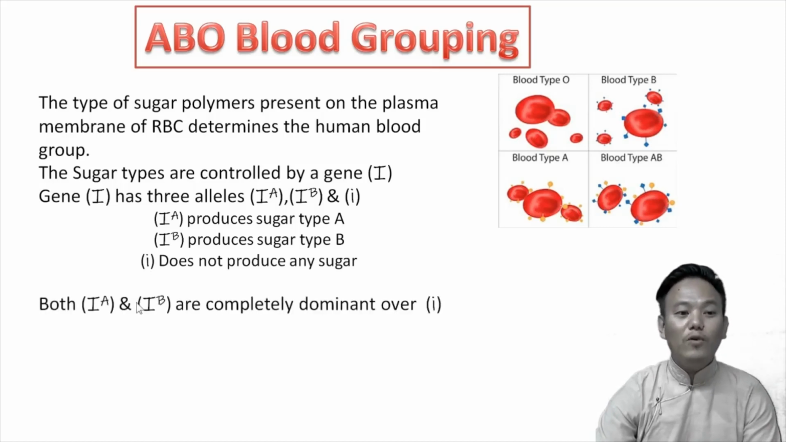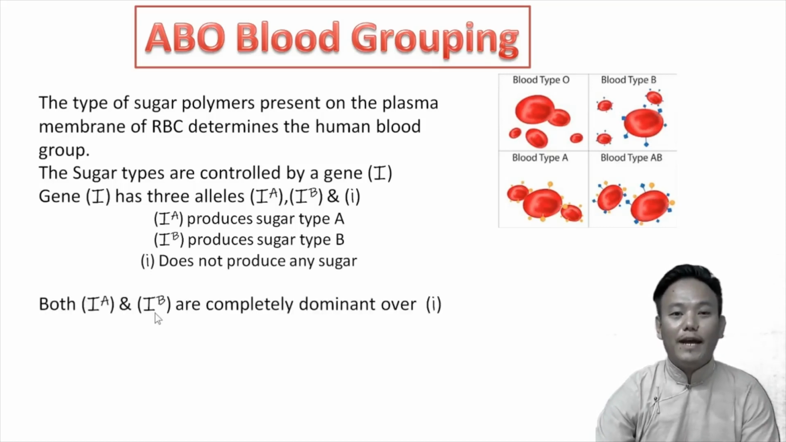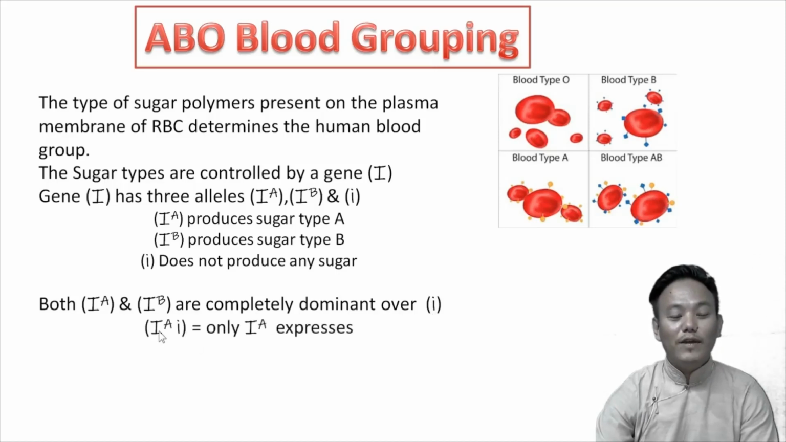The thing to remember over here is that IA and IB are completely dominant over the small i. So what does it mean? When a person has this particular genotype, IA along with the small i, only the IA will express and the blood group will be blood group A. Why? Because IA will produce sugar type A. So IA is completely dominant over small i.